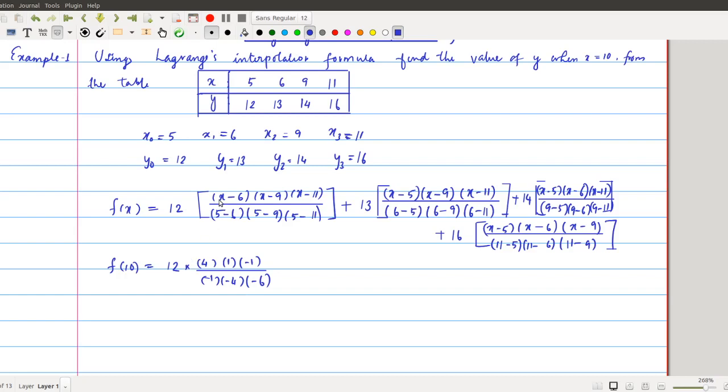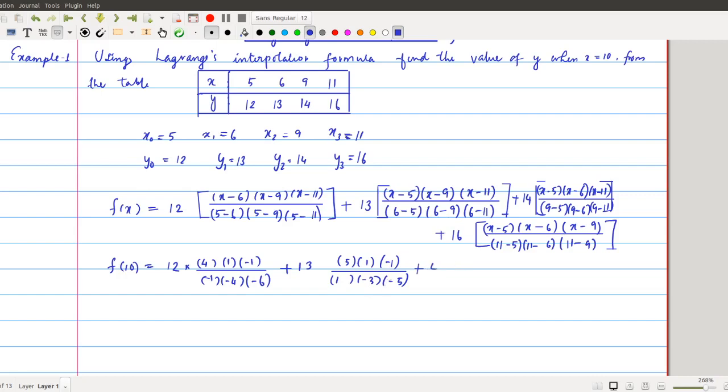So that will be 12 times 10 minus 6, that is 4, 10 minus 9, that is 1, 10 minus 11, that is minus 1. Similarly 5 minus 6, that is minus 1, 5 minus 9, that is minus 4, 5 minus 11 is this one. Plus the next term will be 13 times 5 times 1 times minus 1 divided by 1 times minus 3 times minus 5. This is from the second term of the previous expression. Putting x equal to 10 here, 10 minus 5 is 5, 10 minus 9 is 1, 10 minus 11 is minus 1 again. This is 6 minus 5, 6 minus 9, 6 minus 11.